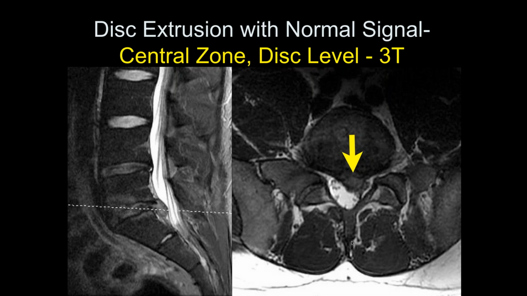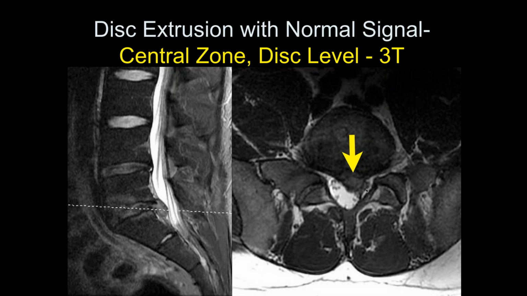Okay. What do you think of this one? How would you describe it? Okay, so there is a central left disc extrusion compressing the left side of the thecal sac and the nerve root, which is pushing, yeah. So in this case, I would just say that there's mild encroachment on the thecal sac, but there is displacement and deformity of the transiting left L5 root.